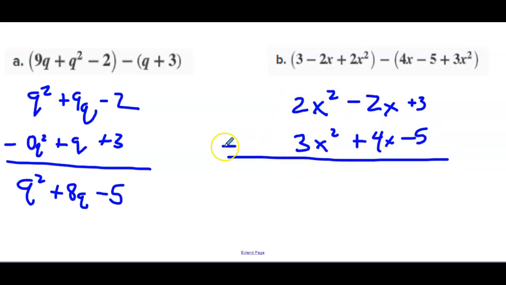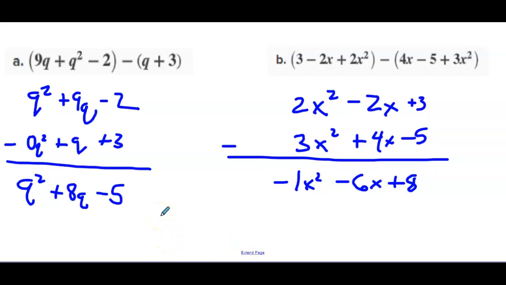So we have 2x squared minus 3x squared. This would be a negative 1x squared if you wanted to write it like that. You wouldn't need to write the 1 if you didn't want to. Then we have negative 2x minus 4x. That would go down to a minus 6x. And then we have 3 minus a negative 5. Remember, that'd be change, and we'd be adding those together, and we would get a plus 8.